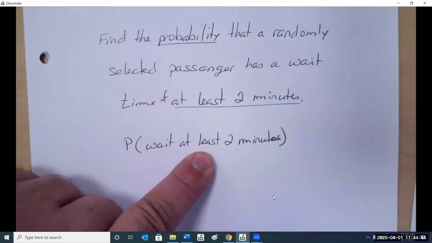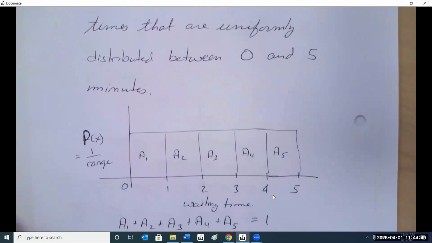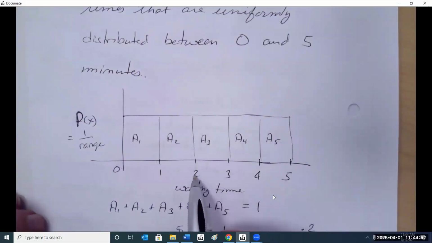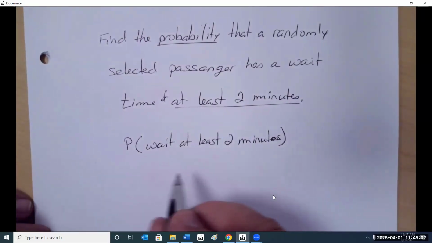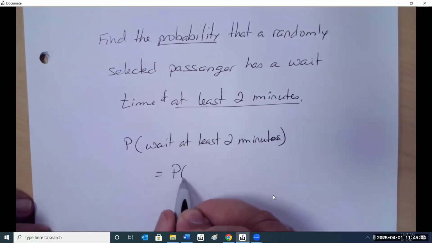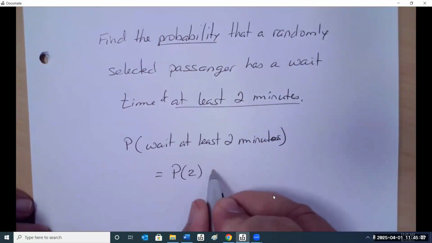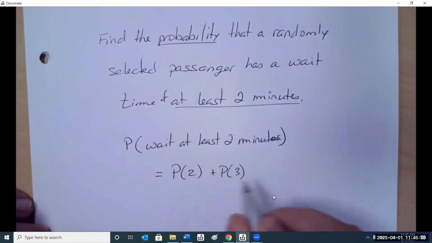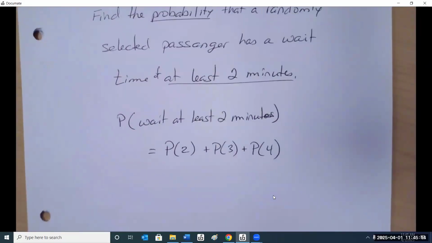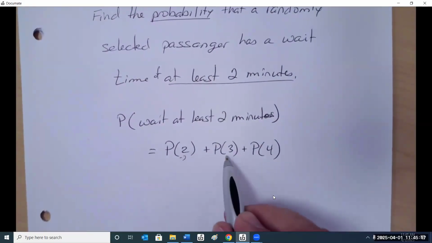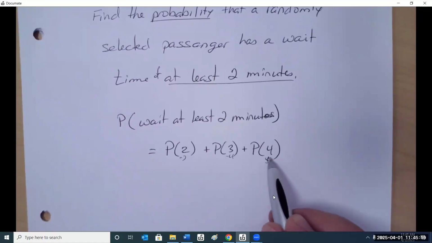So when it says at least 2 minutes, what is it saying? It starts off at 2. So it goes from 2 to 3, from 3 to 4, from 4 to 5. So it can be the probability of 2 plus the probability of 3 plus the probability of 4. Because this is from 2 to 3, from 3 to 4, and from 4 to 5.